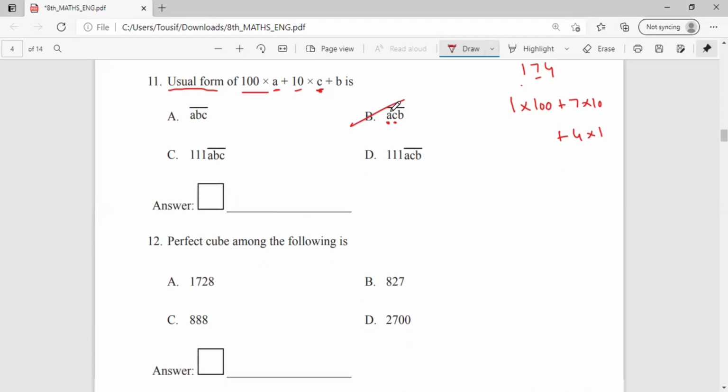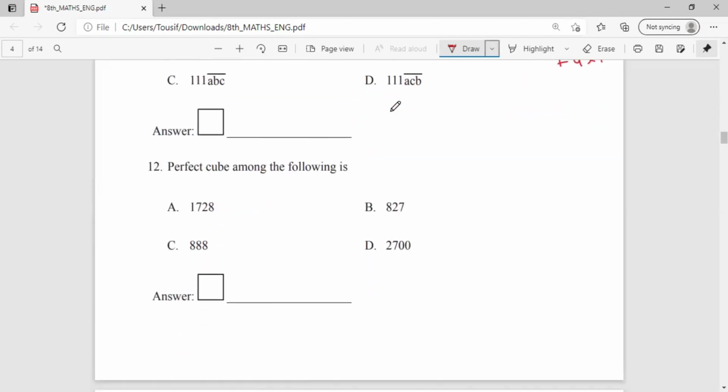Moving further, the 12th one. The perfect cube among the following is. Let us solve one by one, moving to the first one itself, 1728. To find out the perfect cube, the factors we use to divide 1728 should all be repeated in the form of a triplet. A triplet is nothing but each factor repeated three times. So let us divide it. It is divisible by 2: 2 8s are 16, 1 is remaining. That becomes 12, 2 6s are 12, 2 4s are 8.